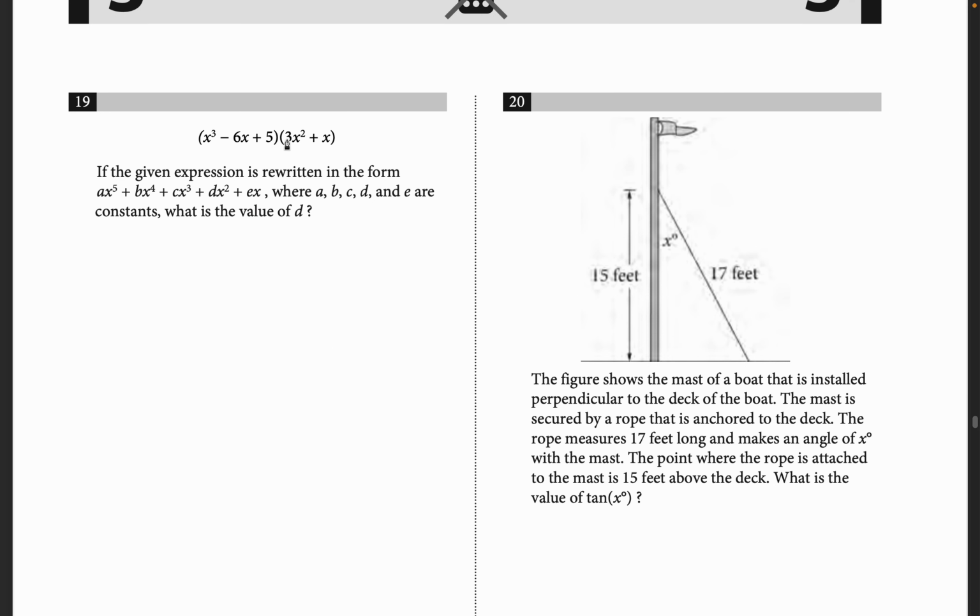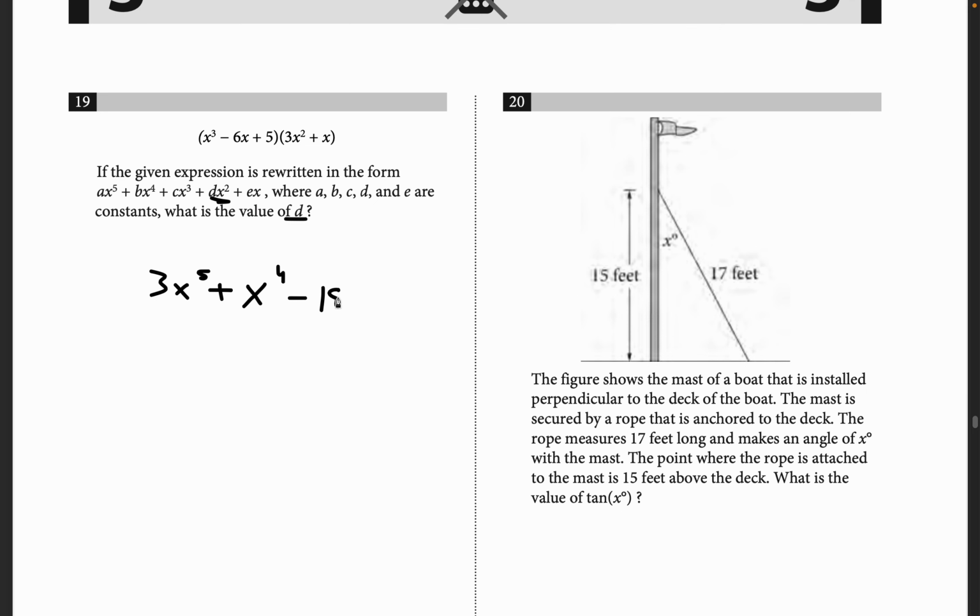Okay, it's written like this, so we have to FOIL it. Oh, sucks. Okay, x cubed times 3x squared, that's 3x to the 5th. Add the exponents. And we're trying to find d, right? So we're trying to find the x squared value. Okay, so this is not important. Negative 6 times 3 is negative 18.